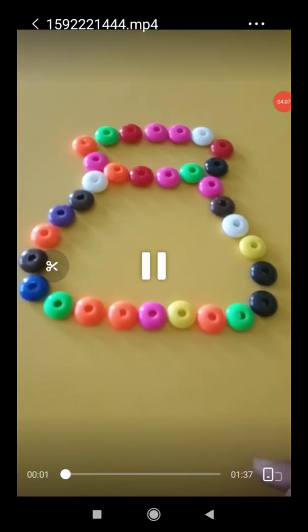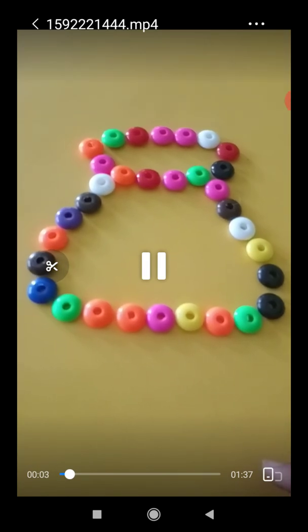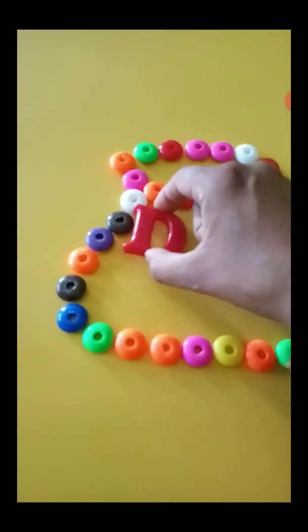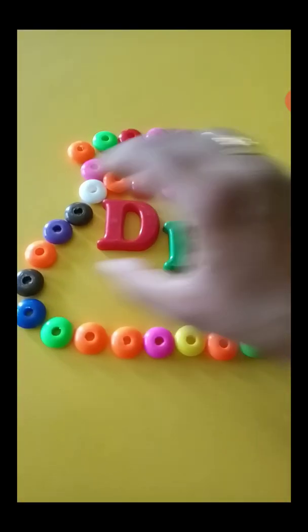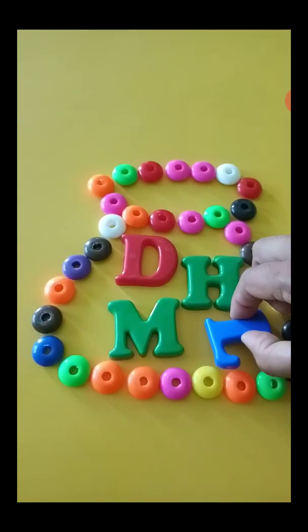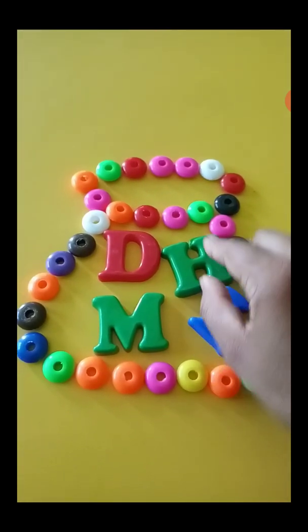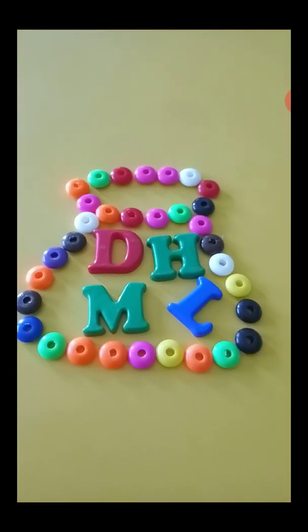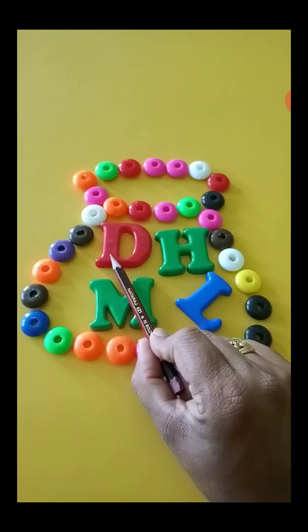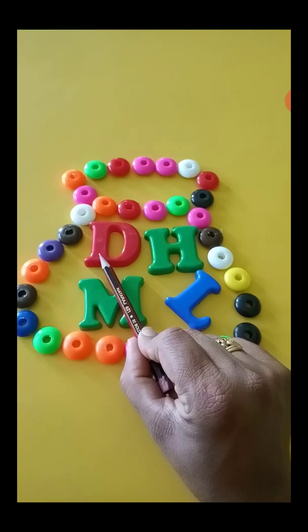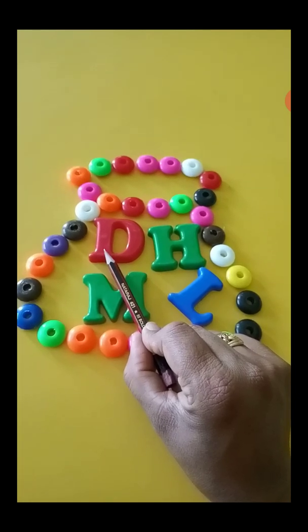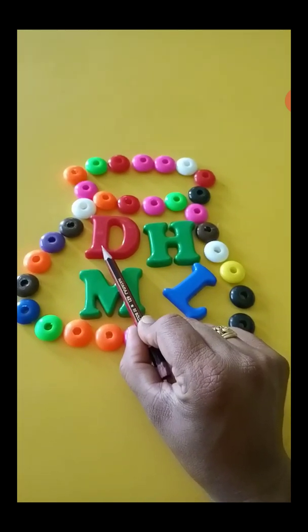In this activity students, I will make a fishing pool with the help of beads. I keep some letters in the pool. Now students, tell me which letter is this? This is the letter D. Now speak more words with letter D, like D, D, doll. D, D, dog. D, D, dolphin.